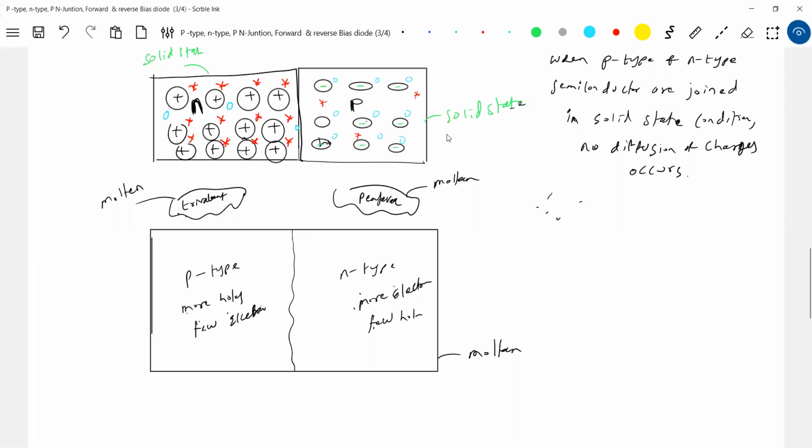So more electrons, few electrons. So here, they will start moving like this. And what about holes? They'll start moving here. How long that will occur, we'll see that one. So this particular thing is called diffusion. So now diffusion occurs.